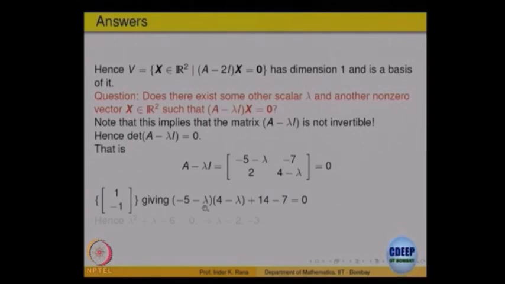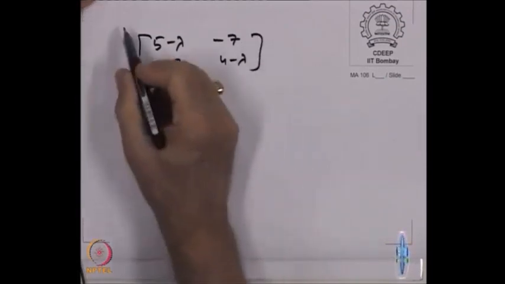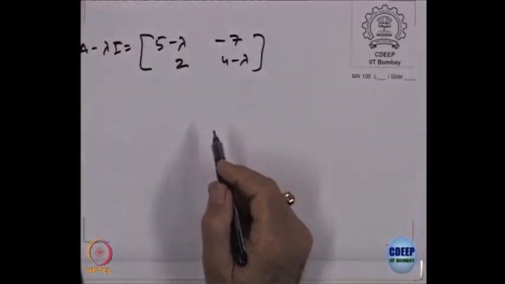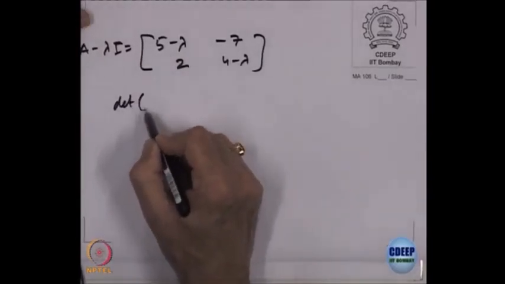What does that give you? Minus 5 minus lambda, 4 minus lambda, multiplied by minus minus plus 14. What is this 7? I think there is some mistake here, a typo from typing. Let us just compute. The matrix is 5 minus lambda, minus 7, 2 and 4 minus lambda. So that is A minus lambda I. What is the determinant of this?